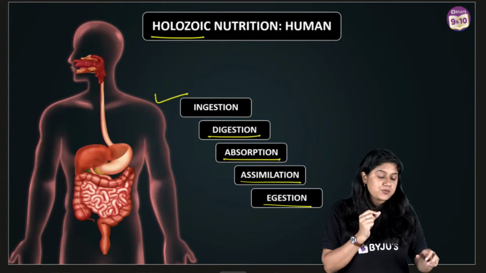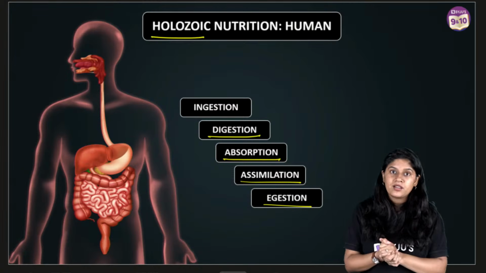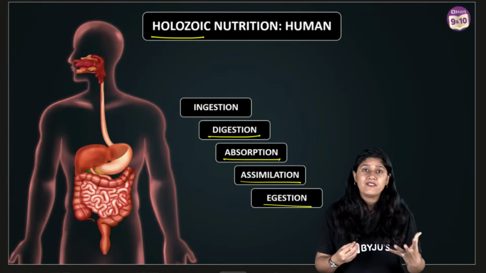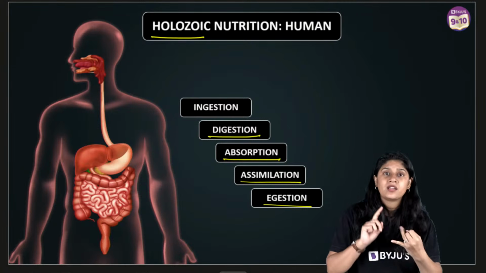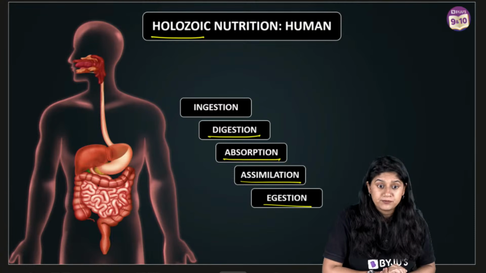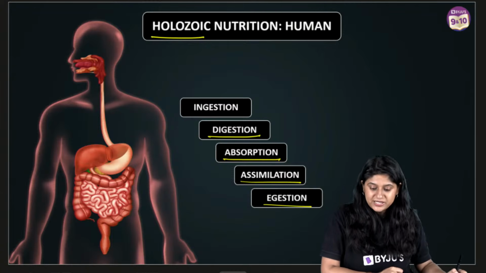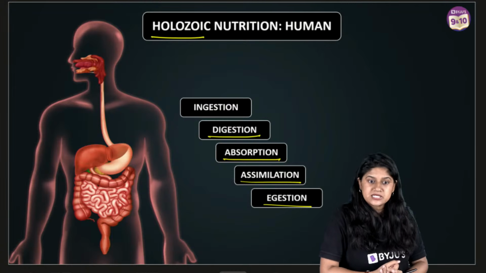So in total, how many steps do we have in the human digestive system? What are the 5 important steps we have? We have ingestion, digestion, absorption, assimilation and egestion. Clear everyone? So these are the important 5 steps. Now we will be taking a look at these 5 steps in detail.